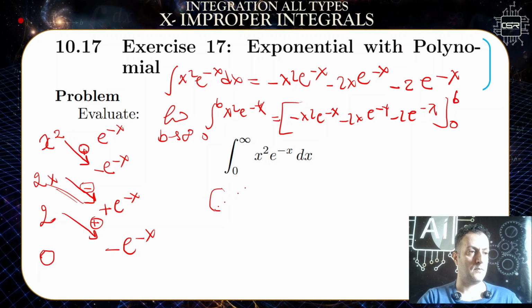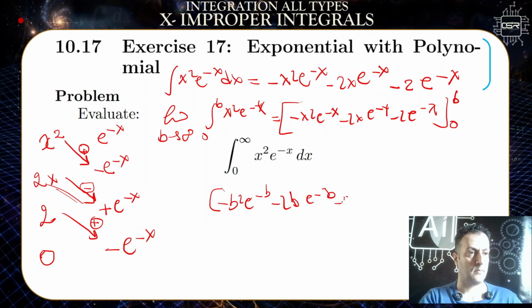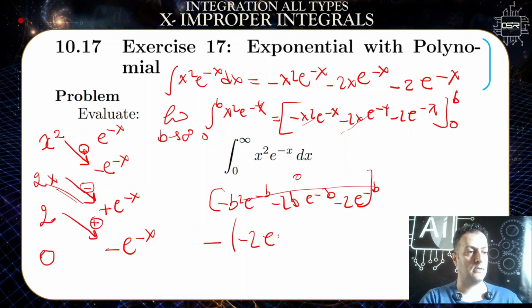First, -b^2 e^(-b) - 2b e^(-b) - 2e^(-b), and this is e^(-infinity), so the entire thing becomes 0, minus, we replace x with 0, so the first term cancels out, the second term cancels out, and we are left with -2e^0. e^0 is equal to 1, so the answer is plus 2.